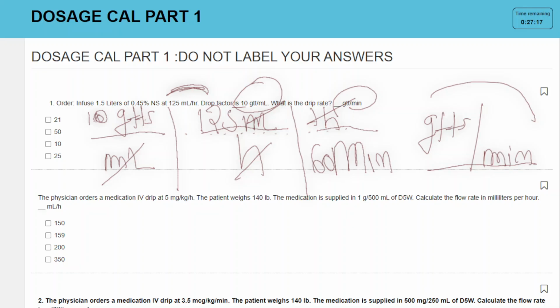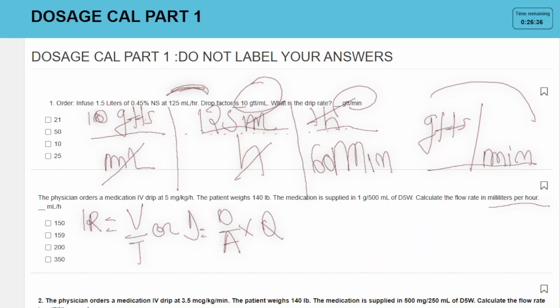All right, let's move on to the next one. What are we looking for? We are looking for milliliters per hour. You have to know that milliliter per hour is your infusion rate. For your infusion rate, it can go 2 ways if you use the formula. Number 1, you can use volume over time, or you can use the dosage calculation formula, which is your order over available, multiplied by quantity.